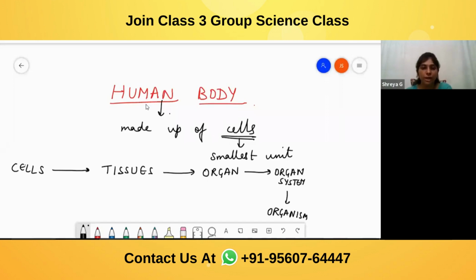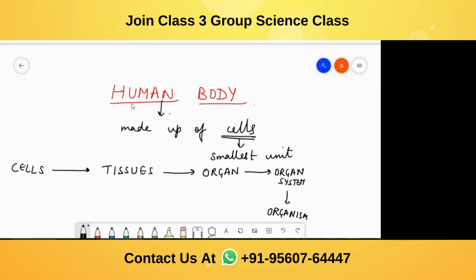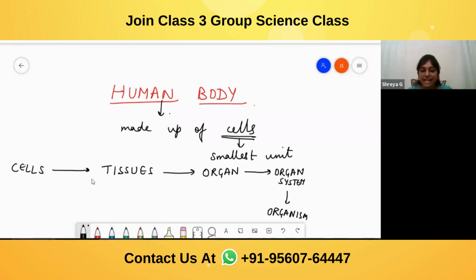Yes, Pratyush, you want to ask something? I cannot understand the tissues. Tissues: the cells of the same type performing the same function form a tissue. For example, nervous tissue. What is happening in nervous tissue? All the cells are performing the same function in nervous tissue.